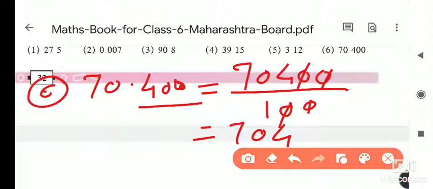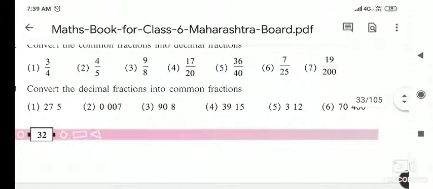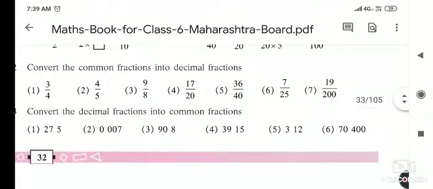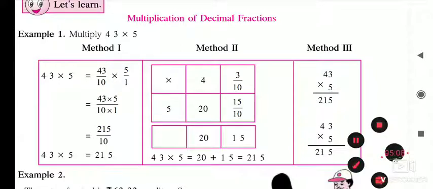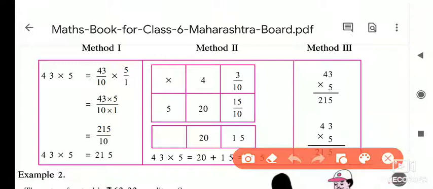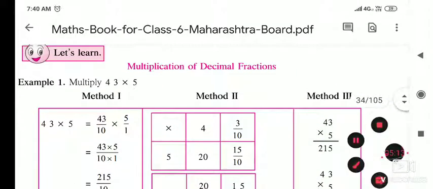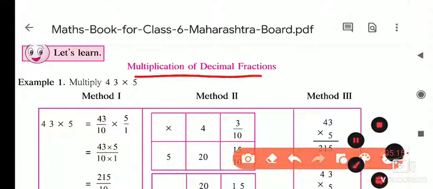Now that we have seen how to convert the decimal fraction into a common fraction, and yesterday we had seen the conversion of common fractions into decimal fractions, the next point is the multiplication of decimal fractions. First we saw addition, then subtraction, then conversion of decimal fraction into common fraction, and common fraction into decimal. Now the next mathematical operation on the decimal fraction is multiplication. So how to do this multiplication of decimal fractions?